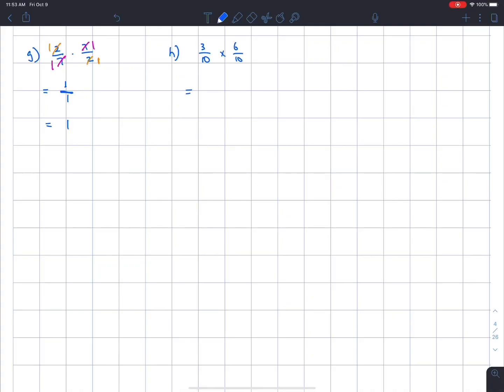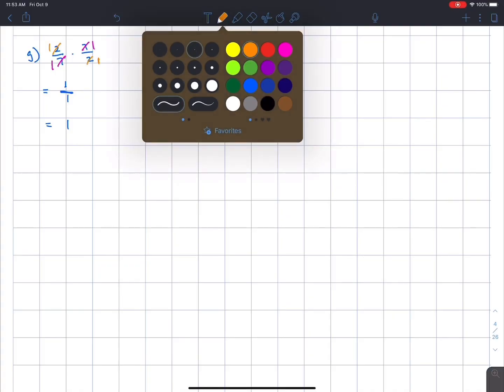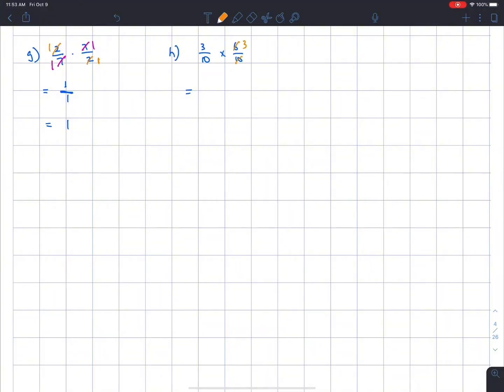So same idea, I want to simplify first. I can divide this by 2 to get 3, divide this by 2 to get 5. And there's nothing to simplify anymore. The numerator becomes 3 times 3 is 9. Denominator 10 times 5 is 50.